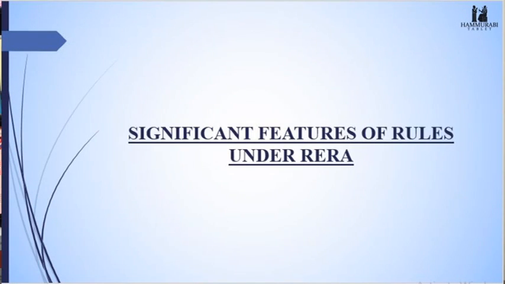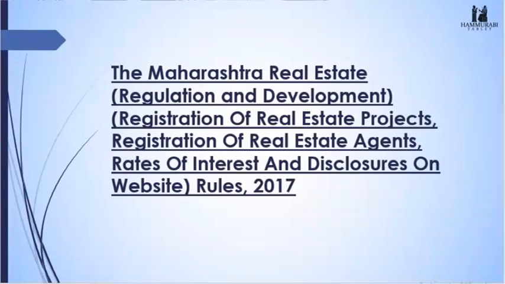Up till now, we have seen the various definitions, various sections as far as the RERA Act is concerned. Now we will go to the rules which are being framed for the purpose of implementation of the RERA Act. Now what is the exact name of the rules? The rule is the Maharashtra Real Estate (Regulation and Development) (Registration of real estate projects, registration of real estate agents, rates of interest and disclosures on website) Rules, 2017. So this is the entire name of the rules.